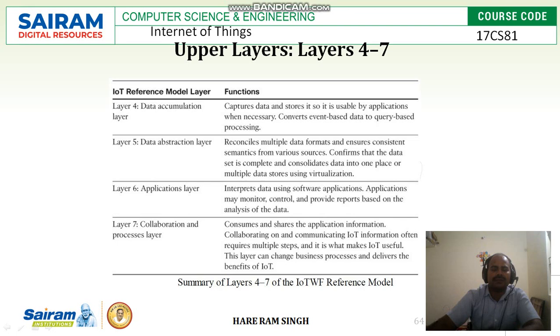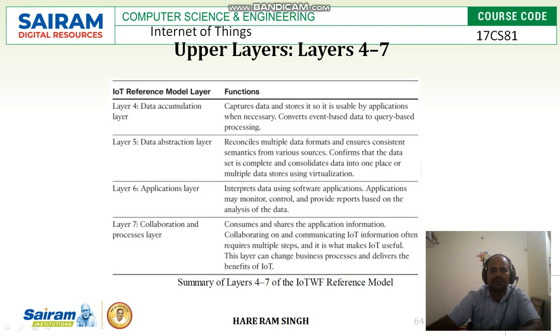Layer 6 is called the application layer. It includes the different applications that will be running. It interprets data in the software applications. Applications may monitor, control, and provide reports based on the analysis of the data. Layer 7 is called the collaboration and process layer. It consumes and shares the application information. Collaborating on and communicating IoT information often requires multiple steps, and it is what makes IoT useful. This layer can change business processes and delivers the benefits of the IoT.